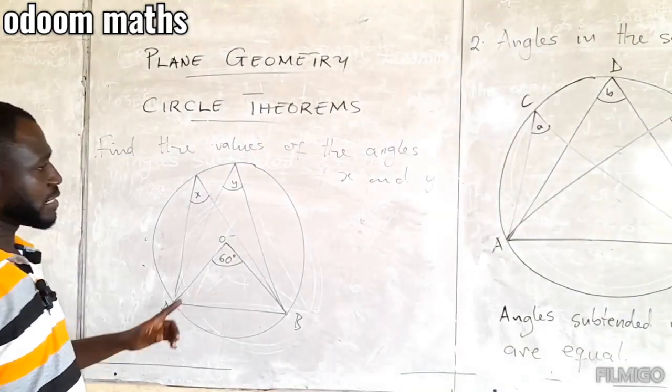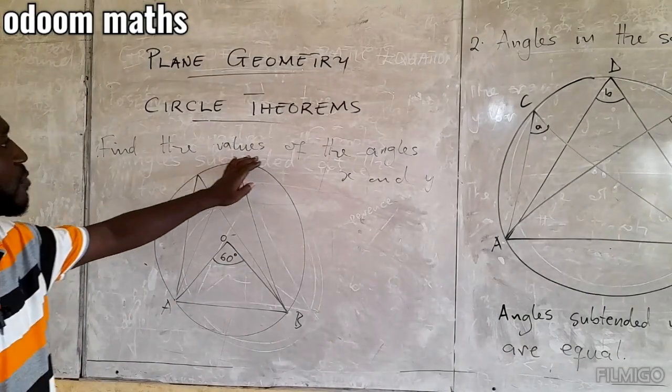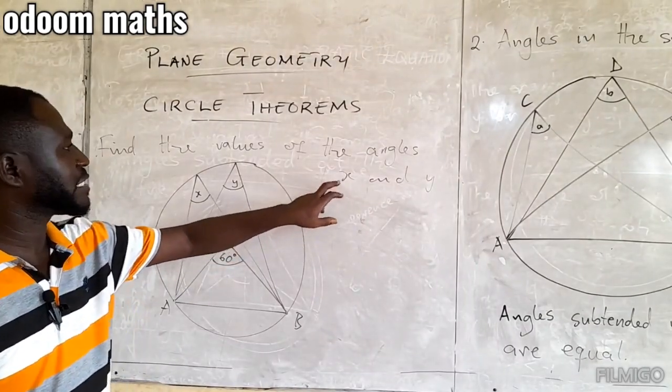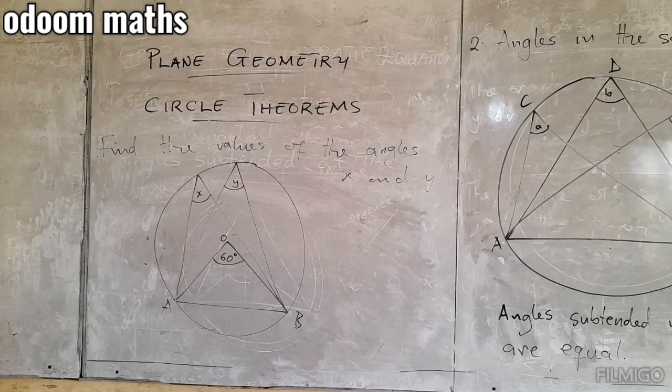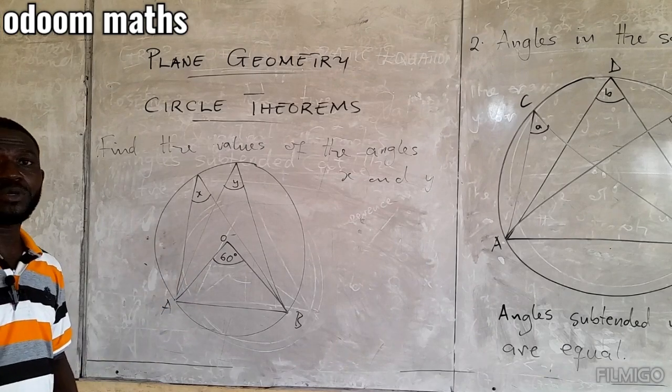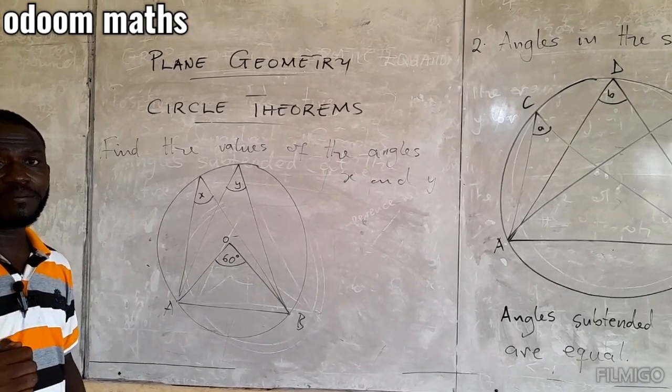Now let's look at this example. We are to find the values of the angles marked X and Y. So we are finding the values of these two angles. What do you think this will be? You can pause and play later.